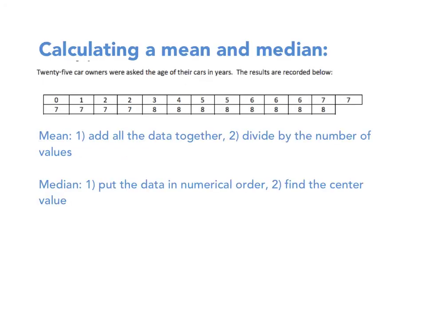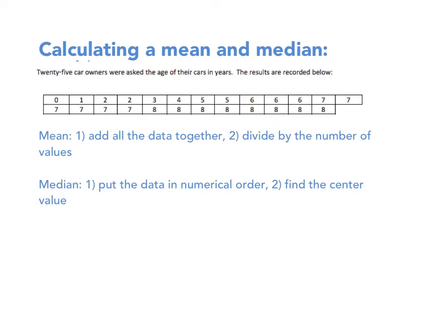So calculating mean and median, this should be a review. We're going to do it quickly. Make sure you get these notes down too, and the data right here. So 25 car owners were asked the age of their cars in years, and the results are recorded below. As you can see, it's already in numerical order for us. So when we get to the median, it'll be really easy to calculate.